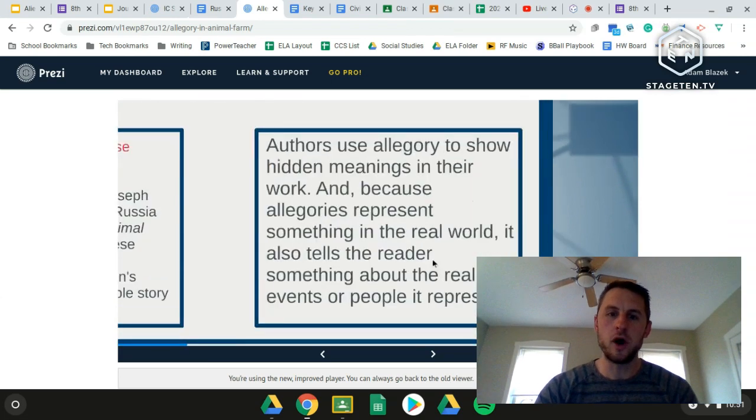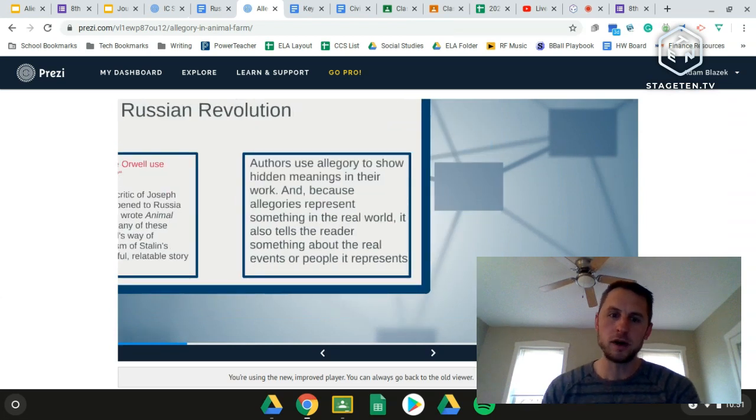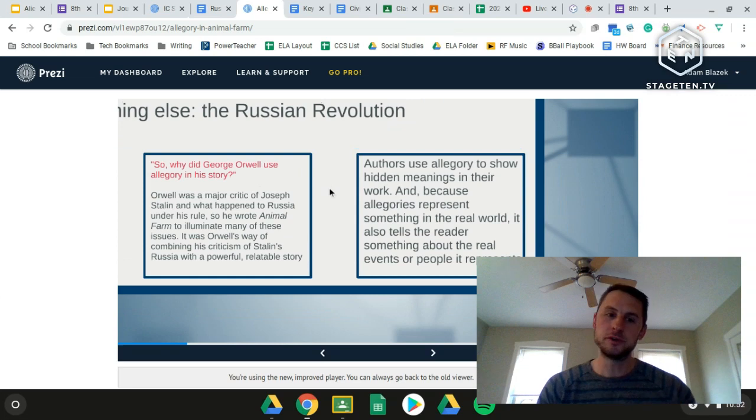So authors use allegory to show hidden meanings in their work. And since allegories represent something in the real world, it tells the reader something about the real events. And so you might be asking, why did George Orwell, who's the author of Animal Farm, why did he use allegory in his story? Because Orwell was a major critic of Joseph Stalin and all the things that happened in Russia under Stalin's rule. So he wrote Animal Farm to show what was going on to anybody who read his story.